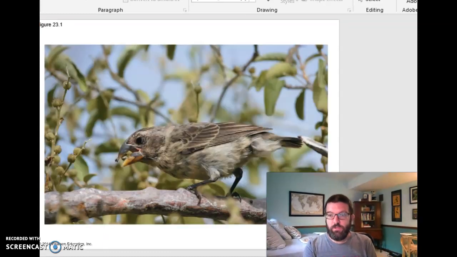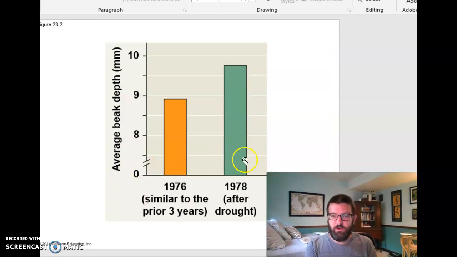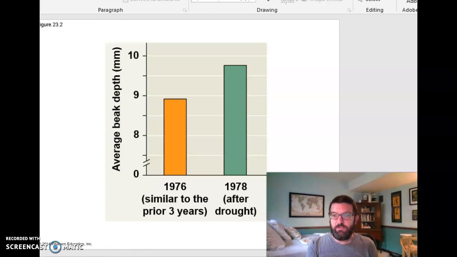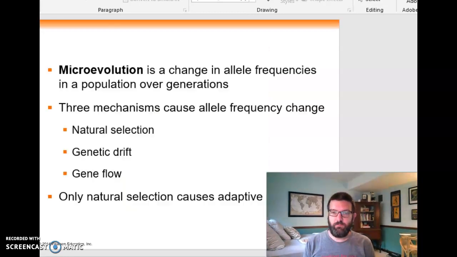and if you measured the average bill size in the population, over time it went up. So this is a look at the particular finch in question and a large seed that it's trying to break. And as you can see, just over the course of a couple of years, before and after the drought, the average beak depth got significantly larger. The beaks got thicker so they could break larger seeds, and this is a change in allele frequency in a population over time, and it's an example of microevolution.